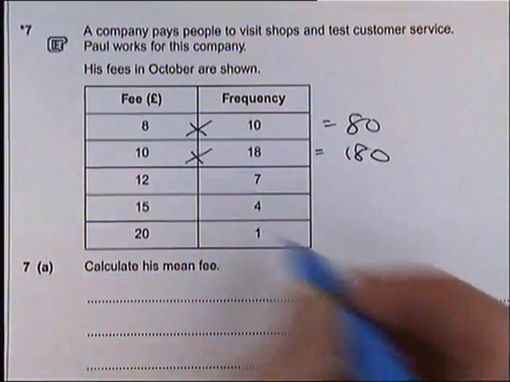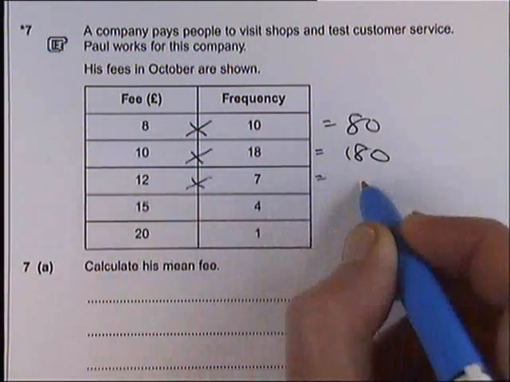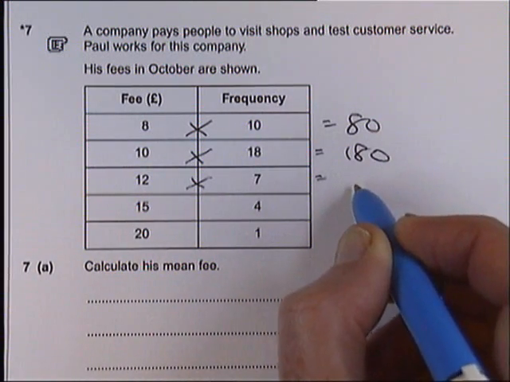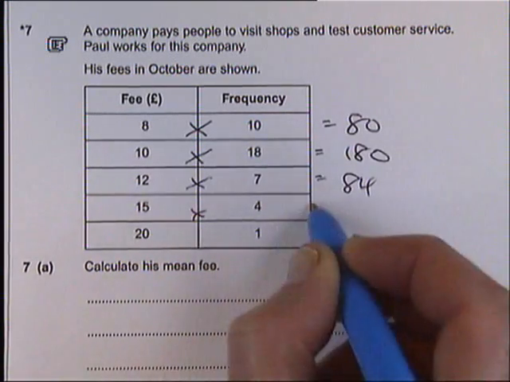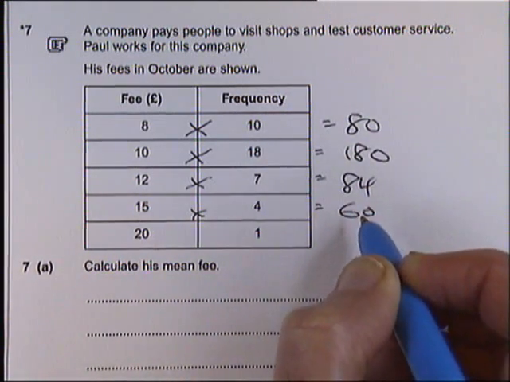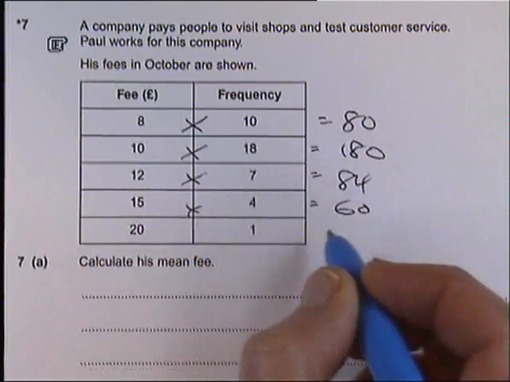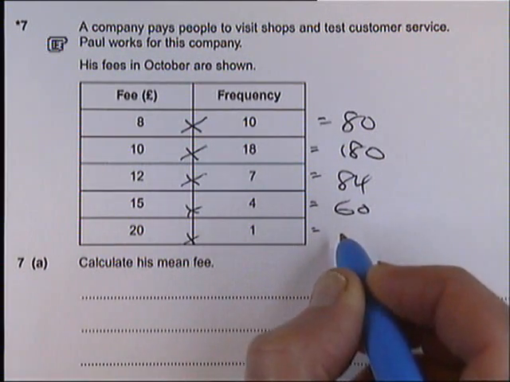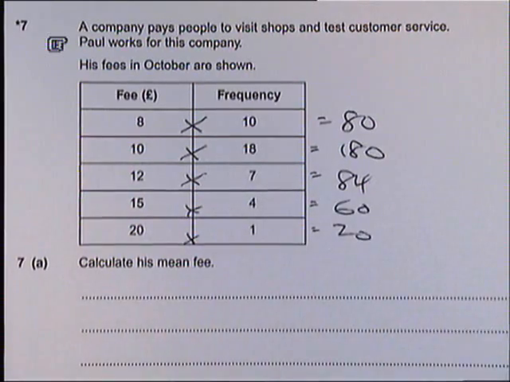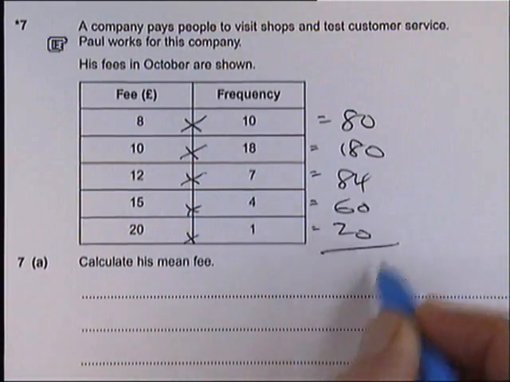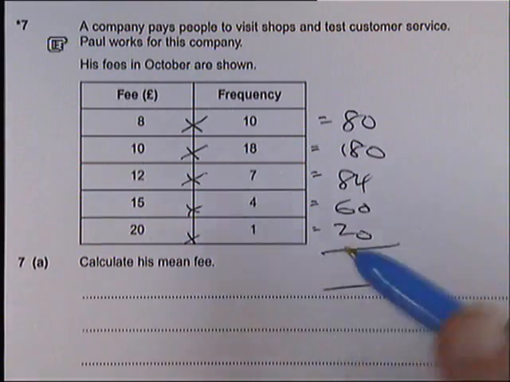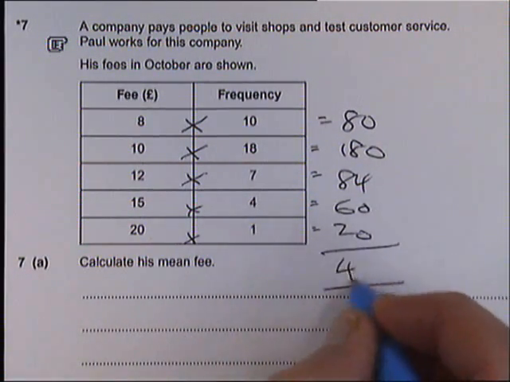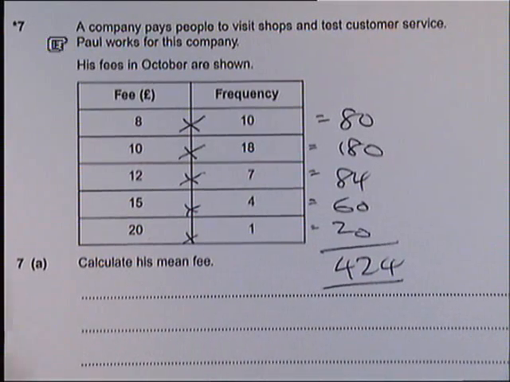Remember, you can use a calculator on this paper to do these if you want to. You can continue going through these numbers and you will get 84, and 4 15s are 60, and for the last one down here, 20 times 1 is 20. And the numbers you've worked out, you always then need to add those up. Again, you can use a calculator if you want to. If you add those up, you get 424. Now it's important you do show this working out.